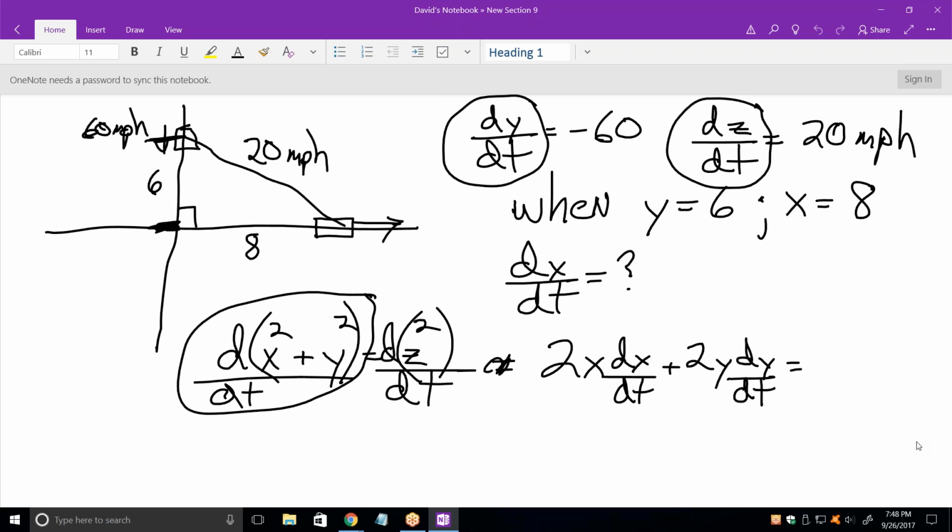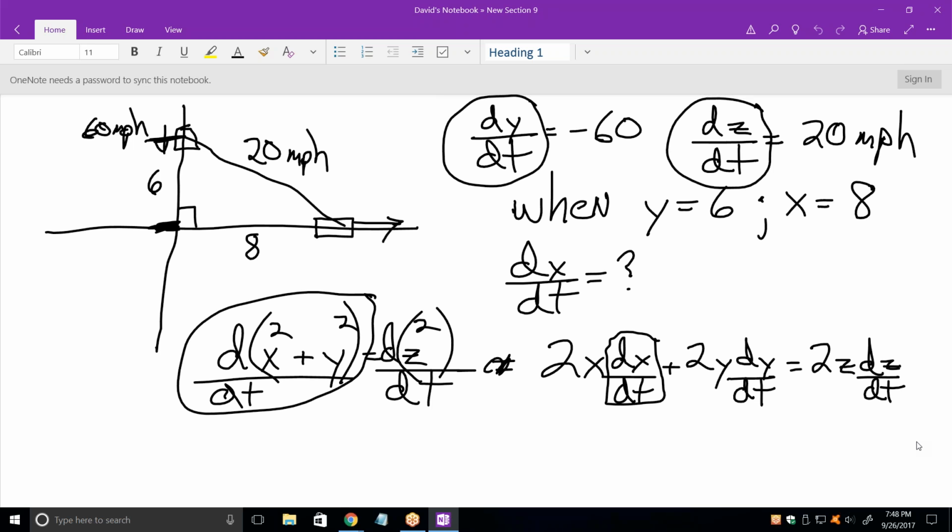This one isn't zero because we're not dealing with a constant. We're dealing with a variable, z. So it'll just be 2z dz/dt. Okay. Now, every unknown in there I have. I've got dy/dt, I've got dz/dt, I know that it occurs when x is 8 and y is 6. The only thing I do not know is dx/dt. Everything else I know. So when I fill in everything else, I'm going to be able to solve for dx/dt, which is the speed of the robber car.